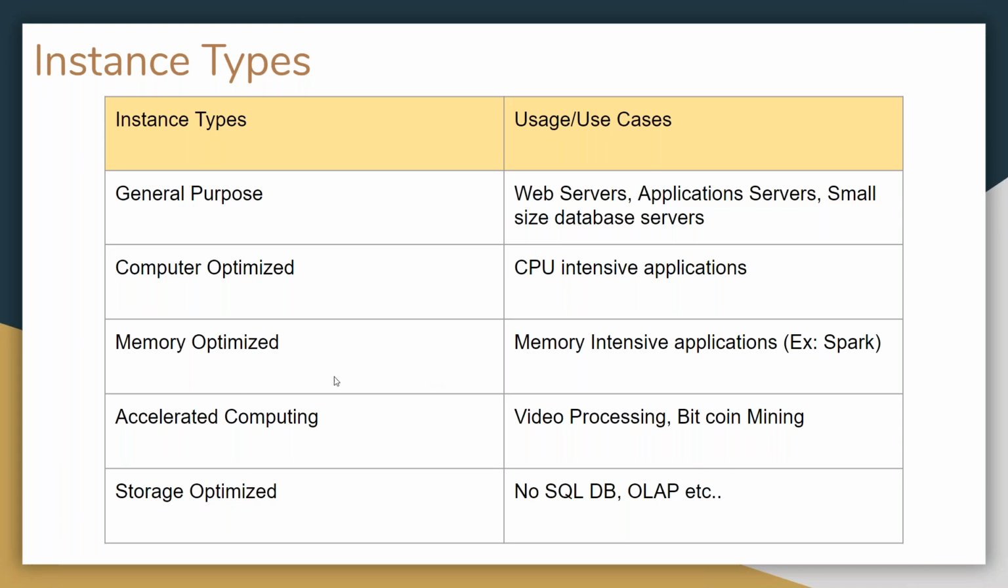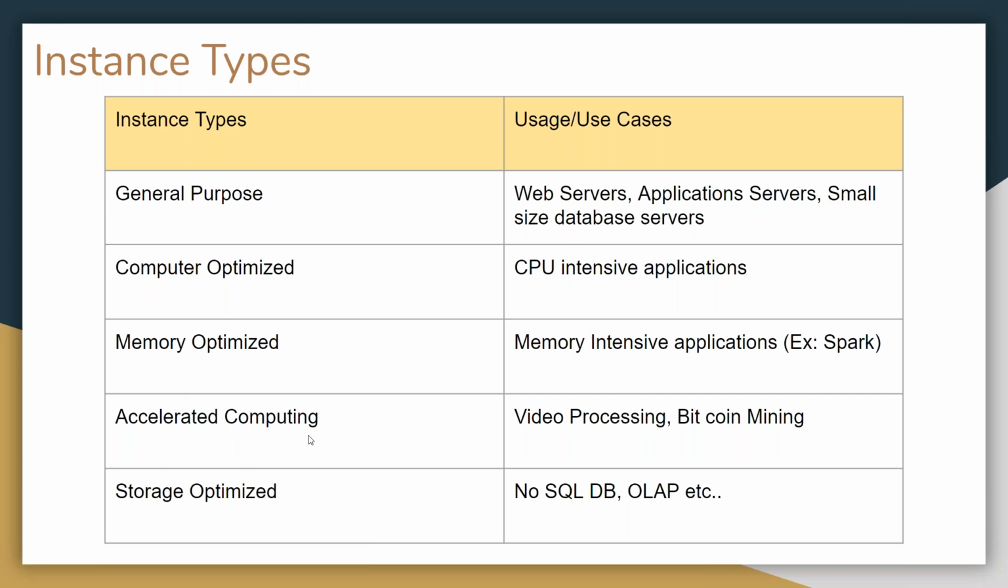Then there is one memory optimized. Let's say you need a lot of RAM, like 34 GB or more than that. You need that kind of RAM requirement. Then you have to go with the memory optimized instance types.